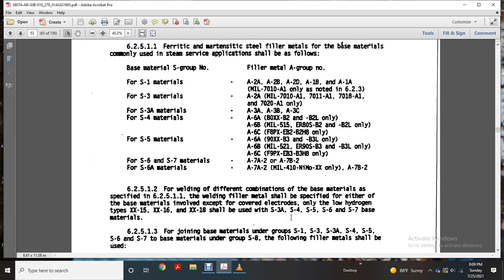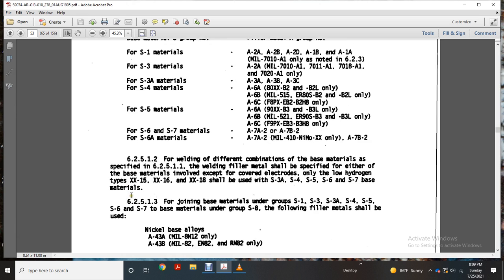Alright, for welding, different combinations of base materials are specified in 6251-1. For the welding filler, metal should be specified with the E designation without base material involved, except for the covered electrodes of the low hydrogen type. The XX15, 16, and 18 should be used with the S3A, S4, S5, S6, S7 base materials.